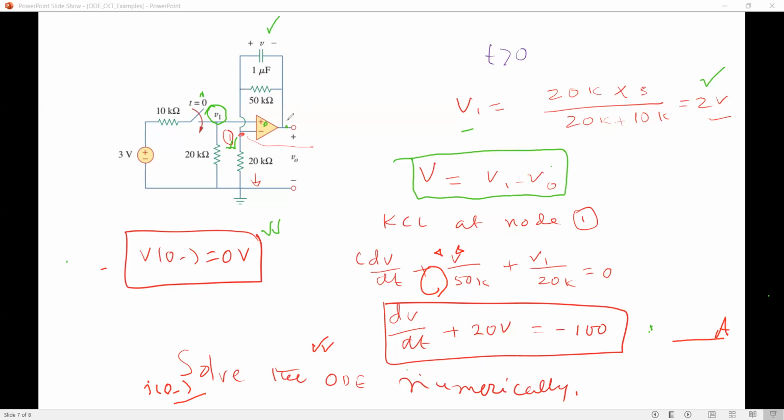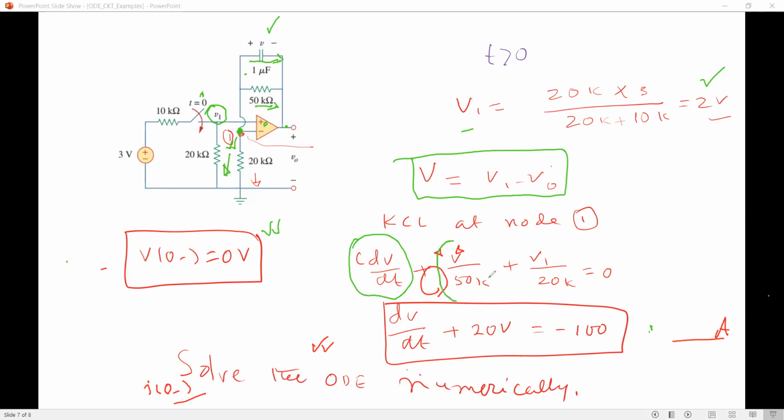Now, if you want to find the differential equation, you see that we can apply our KCL at that node. At that node, you have a current going through this resistance, you have a current going through the capacitance, and you have a current leaving this node 1 to the ground. Then can we write our Kirchhoff's current law at node 1? Yes, sir. This is the current flowing through your capacitor going out of the node. This is the current flowing through your 50K resistance.